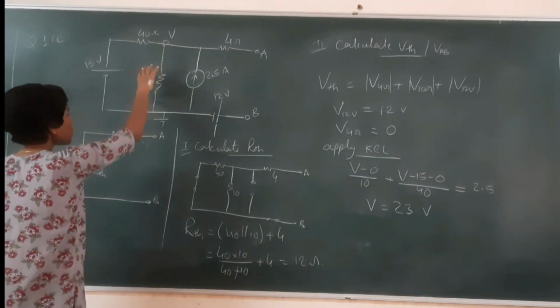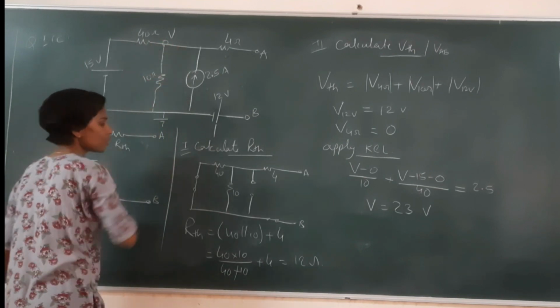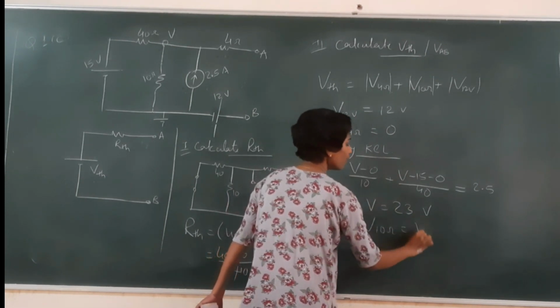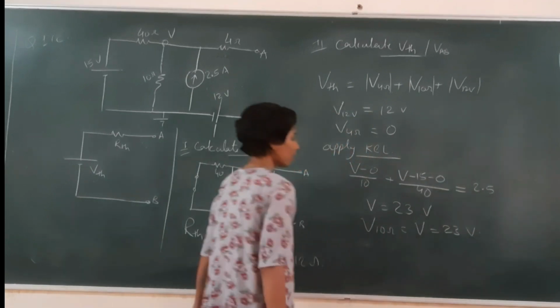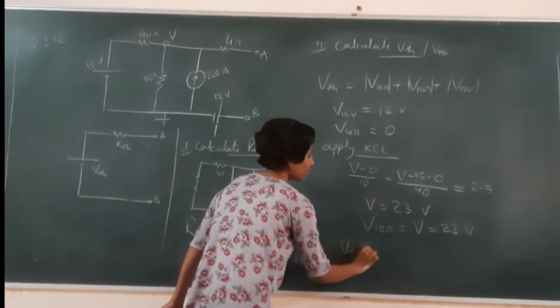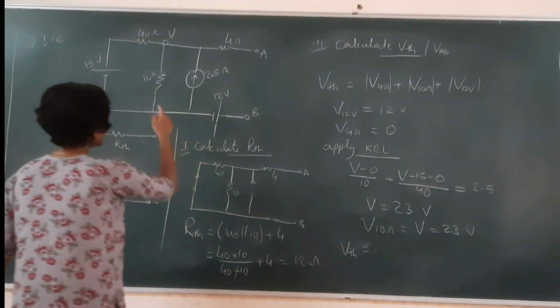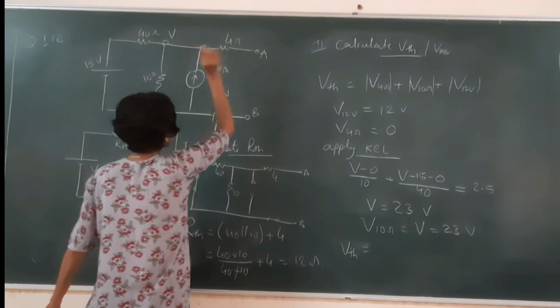So what is the voltage across this 10 ohm resistor? That is the difference of these 2 points, V minus 0, right? So the voltage across the 10 ohm resistor here is V minus 0, that is V, 23 volts, okay? So next, the final VTH calculation, right? Here, first we have to check the polarities. This is the 0 volt, we need not check the polarity.